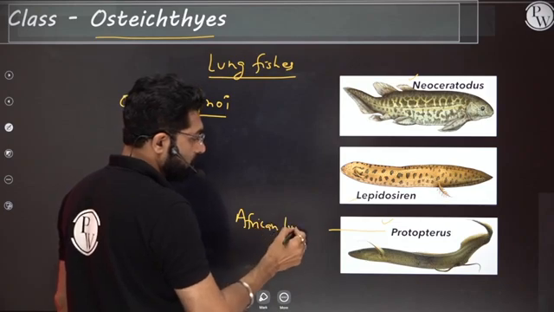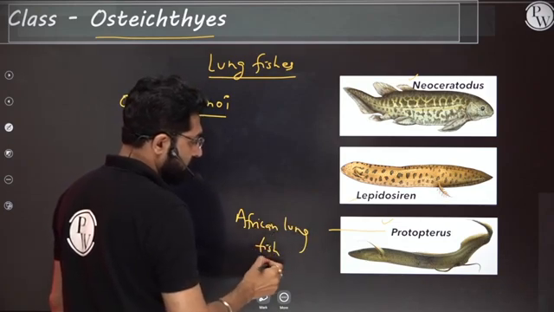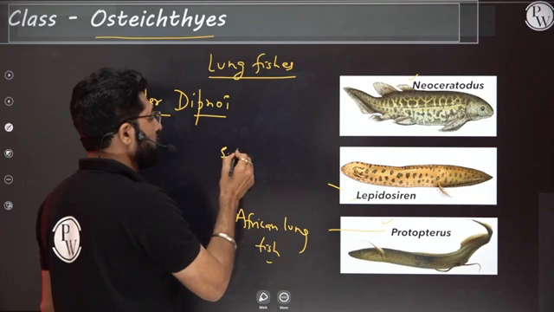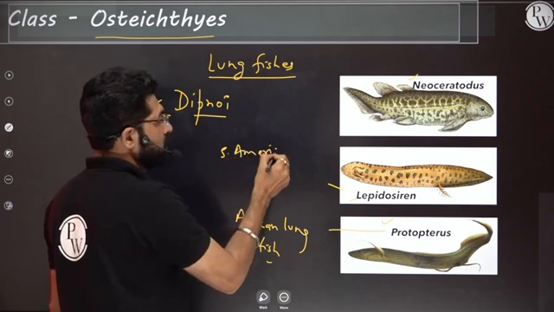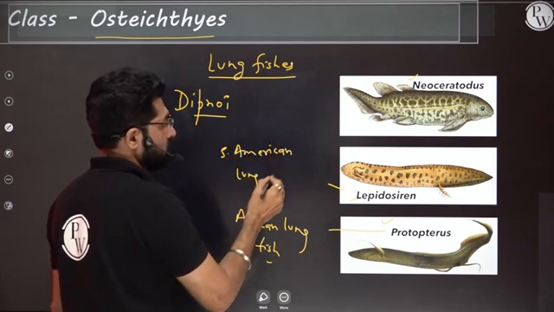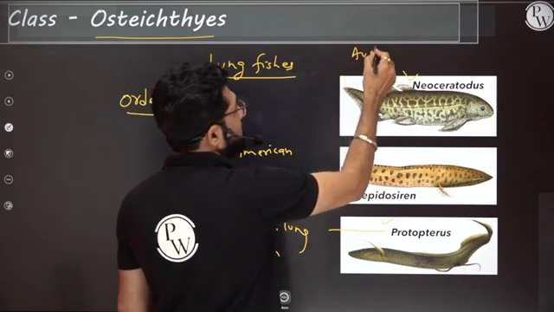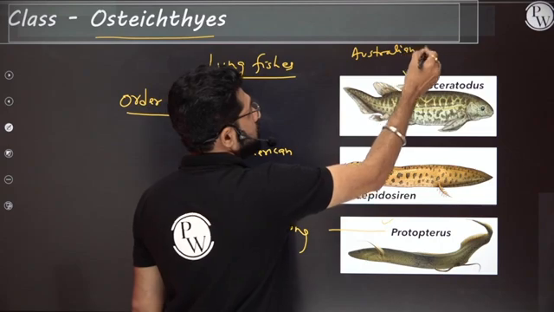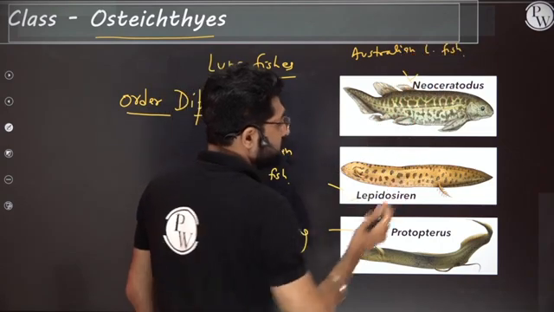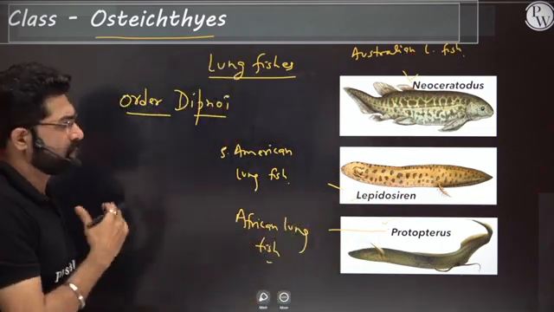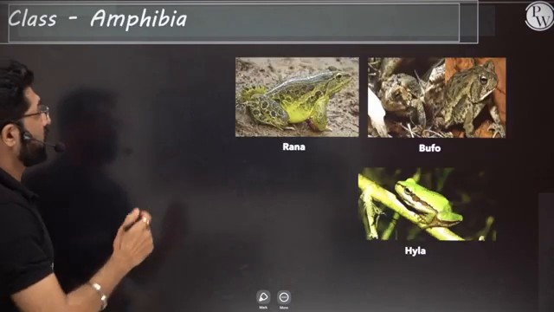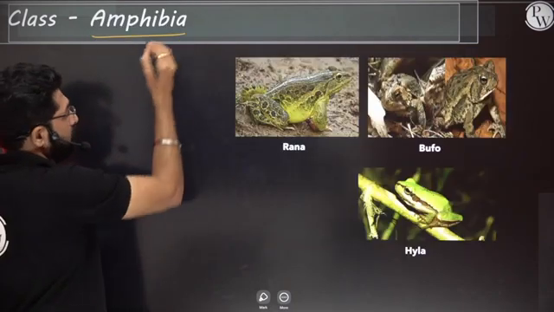Please remember only the common names. Lepidosiren is the South American lungfish, and Neoceratodus is the Australian lungfish. These common names are only required, not much more about this. The next class we'll talk about is amphibia.